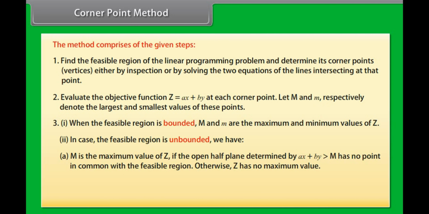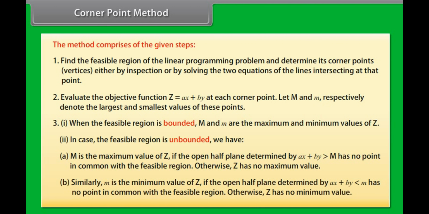(a) M is the maximum value of z if the open half plane determined by ax + by > M has no point in common with the feasible region. Otherwise, z has no maximum value. (b) Similarly, m is the minimum value of z if the open half plane determined by ax + by < m has no point in common with the feasible region. Otherwise, z has no minimum value.